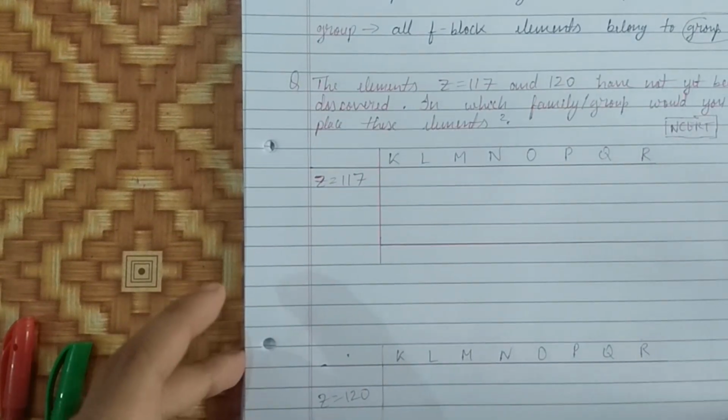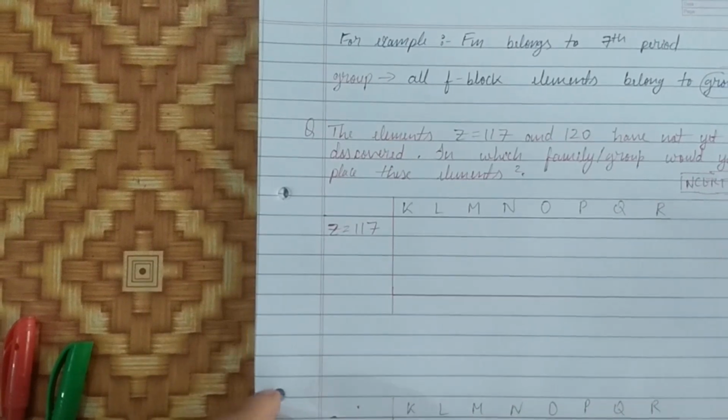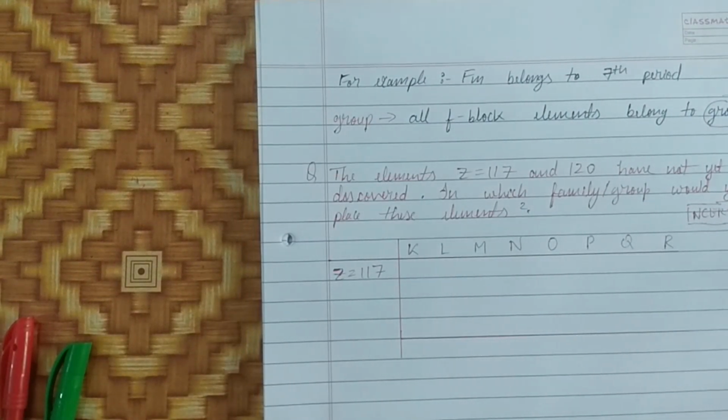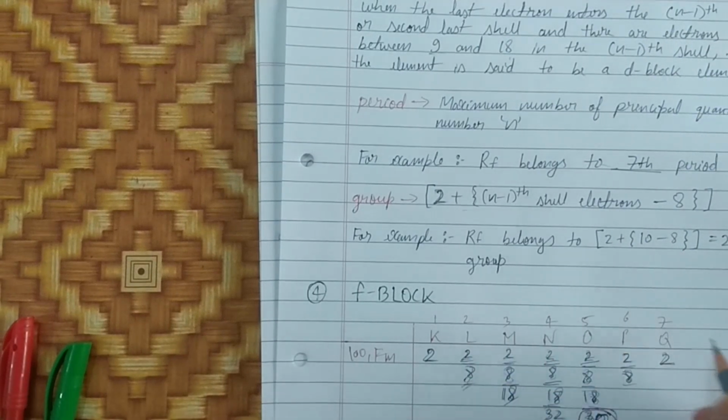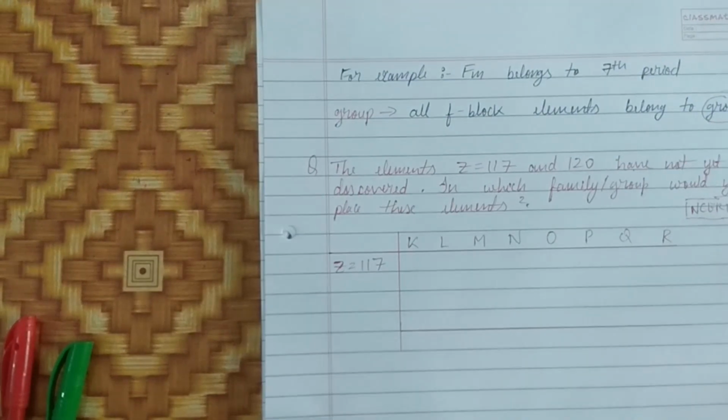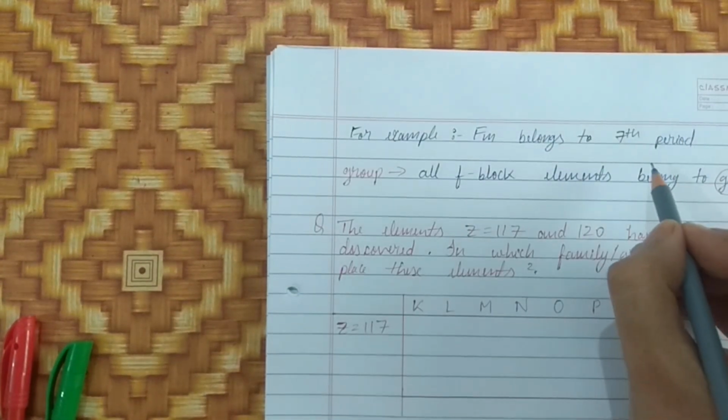And for F block elements, again the period number will be the same, the maximum number of the principal quantum number. For example, in this case fermium, it's 1 2 3 4 5 6 7. Again it belongs to the 7th period, as you can see here, fermium belongs to the 7th period.